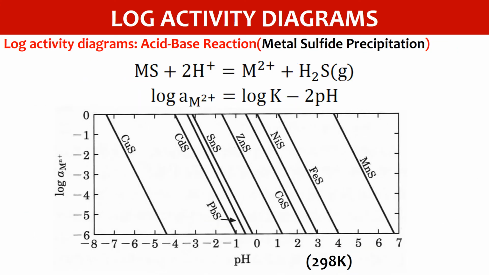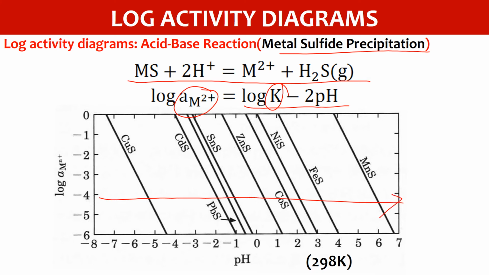So this is now the log activity diagram of your metal sulfide precipitation. This is the reaction of your metal sulfide, and the log activity of your metal ions in solution is given by this formula. I'm sure you now know what your K is. So we can also see here, as you move from the left to the right, that copper sulfide will be the first to precipitate, followed by cadmium sulfide.